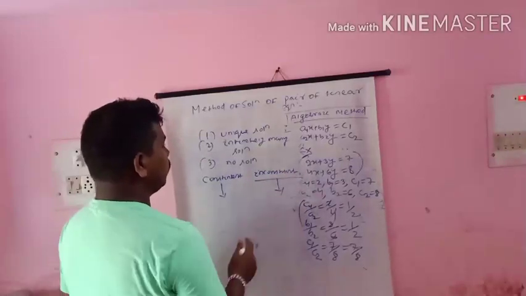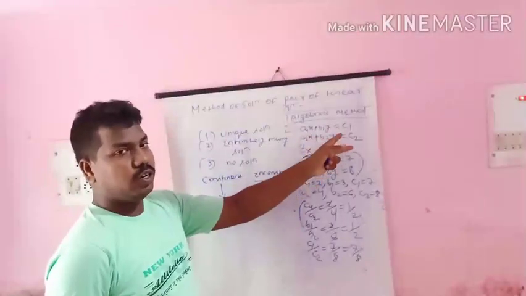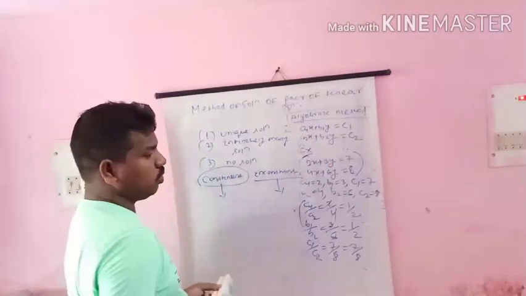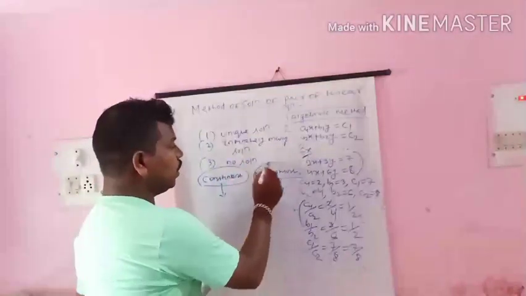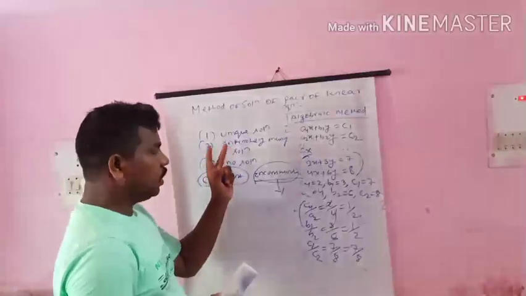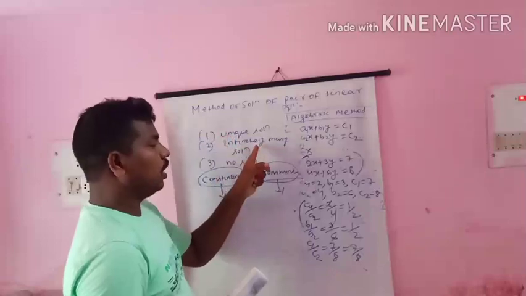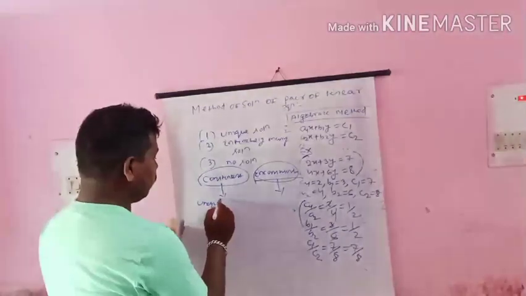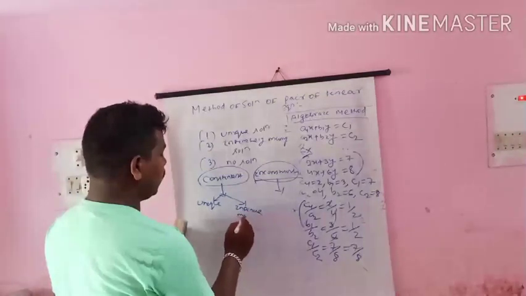So when we say a pair of linear equations is consistent, or when we say a pair of linear equations is inconsistent: consistent means it must give a solution. It may be one solution or infinitely many solutions. Inconsistent means it will not give any solution, that is no solution. So from these criteria we clear that consistent means either a unique solution or infinitely many solutions.